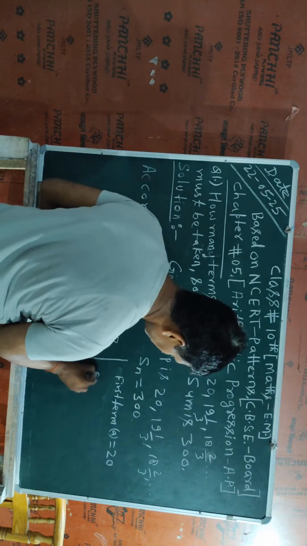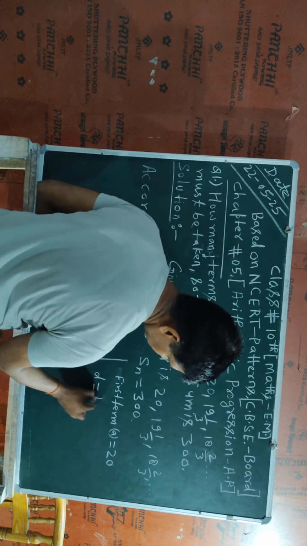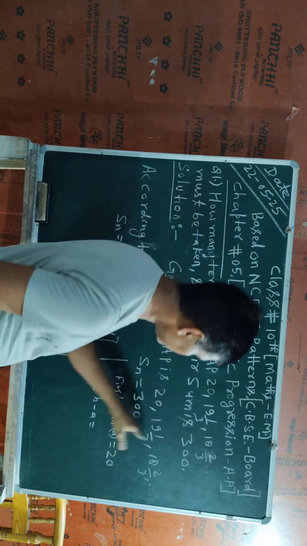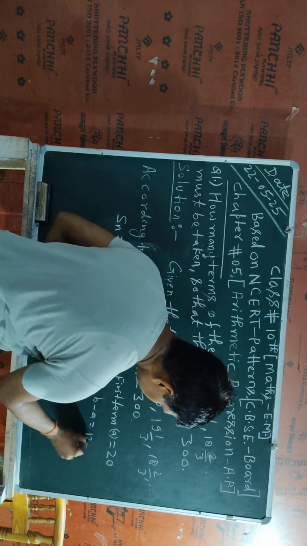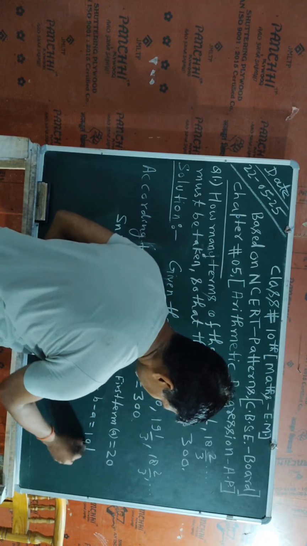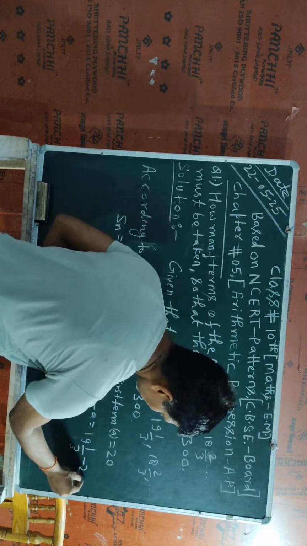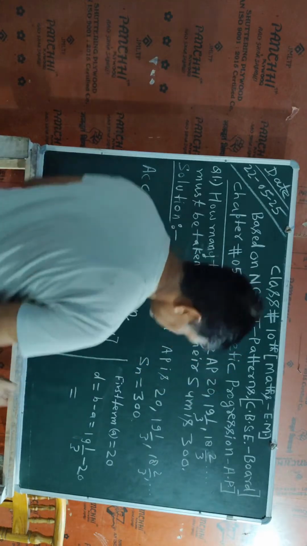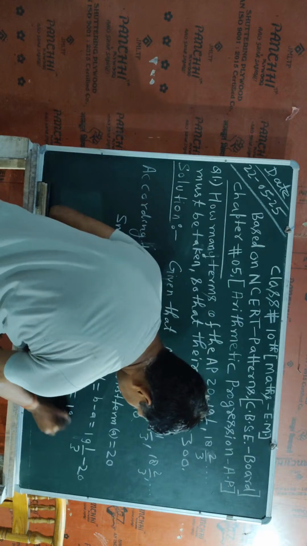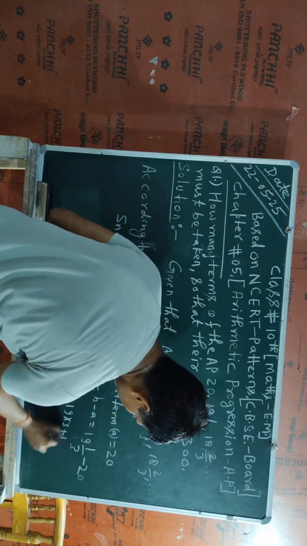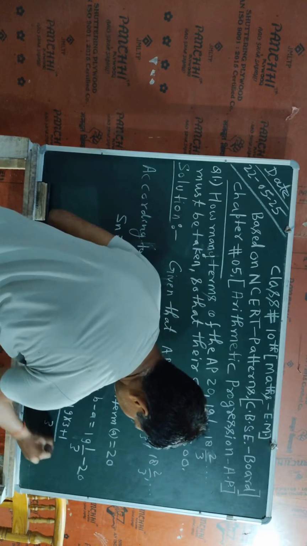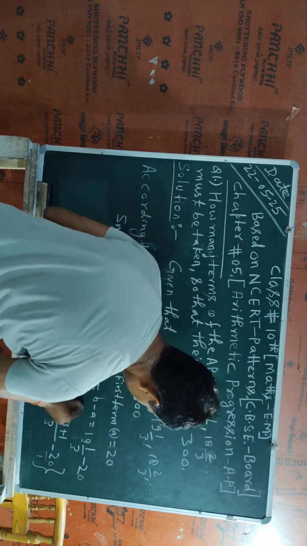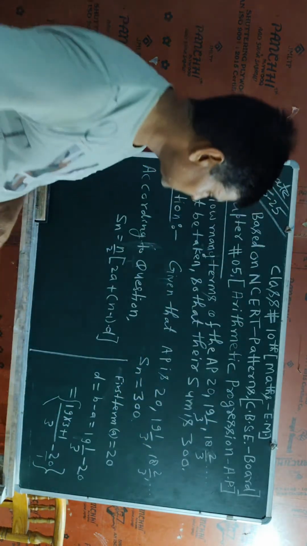Now we have to get the common difference, that is b minus a. Now the second term is given here, 19 and 1 by 3. So I will write here 19 and 1 by 3 minus 20. Okay, students, after that I will simplify. So here I write 19 into 3 plus 1 divided by 3 minus 20 divided by 1. I will simplify here. After simplifying, I will write this value.